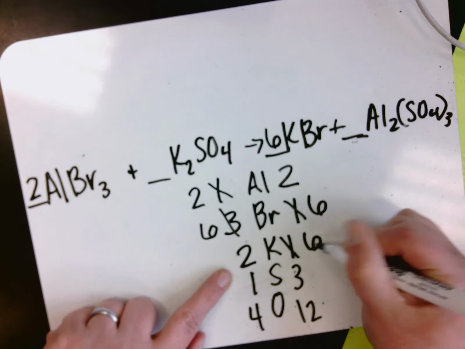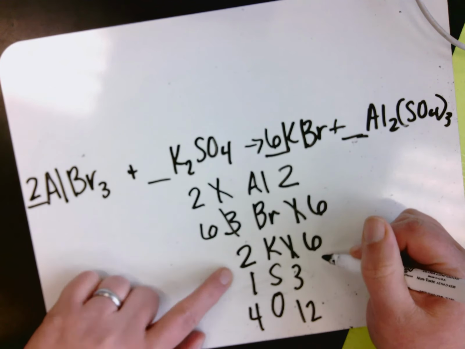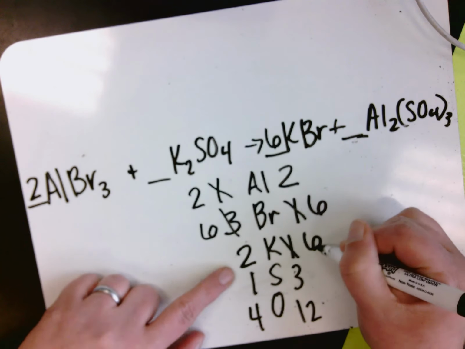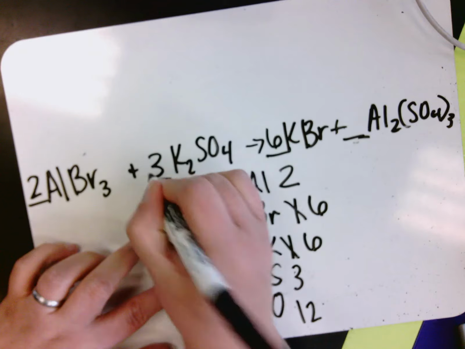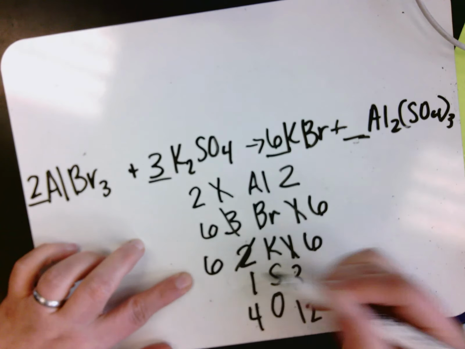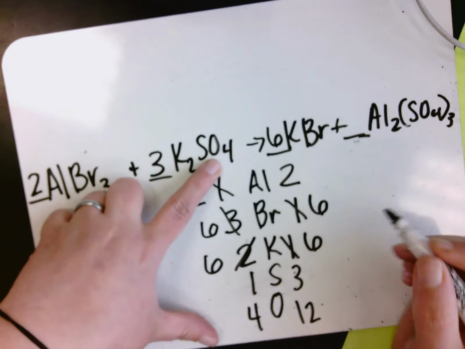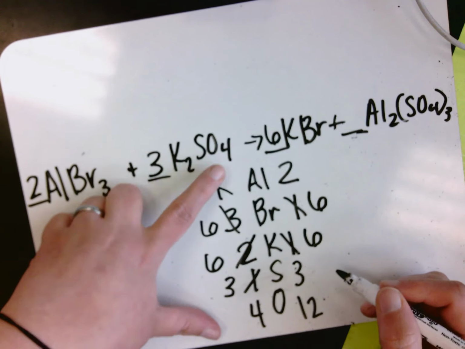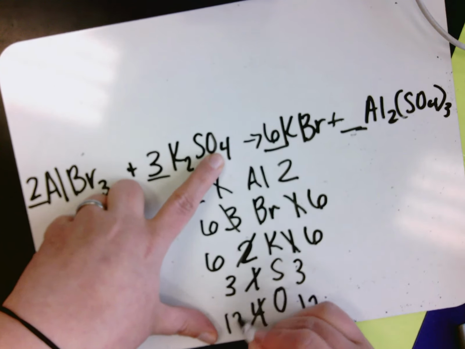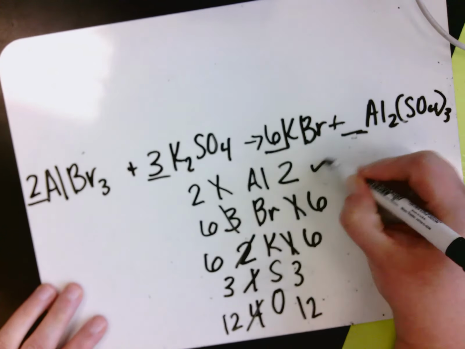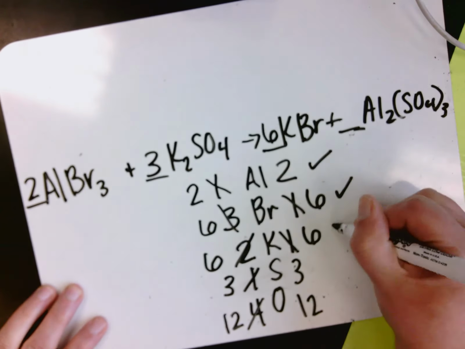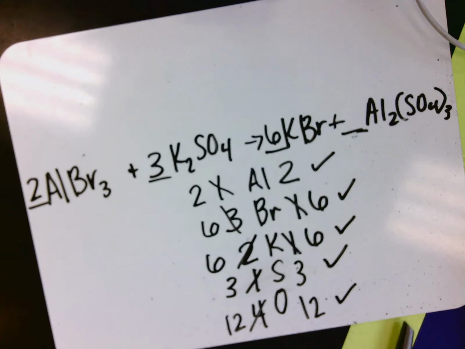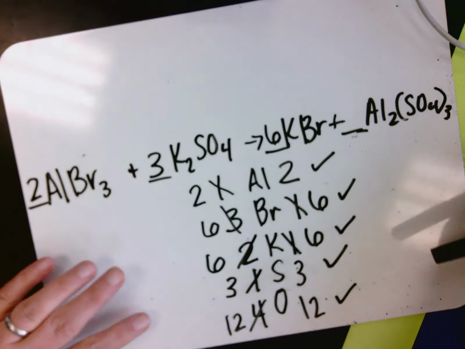Then I need to balance my potassiums. To balance potassium, I have 2 on this side, 6 on this. 2 times 3 is going to equal 6, so I'll put a 3 right here, and that gives me 6 of these. That also changed how many sulfurs I have, so it changes that to 3 sulfurs, and then 3 times 4 oxygens, which is 12, which means that this aluminum is balanced, bromine is balanced, potassium, sulfur, and oxygen. So that's one way that you could have tackled this one.